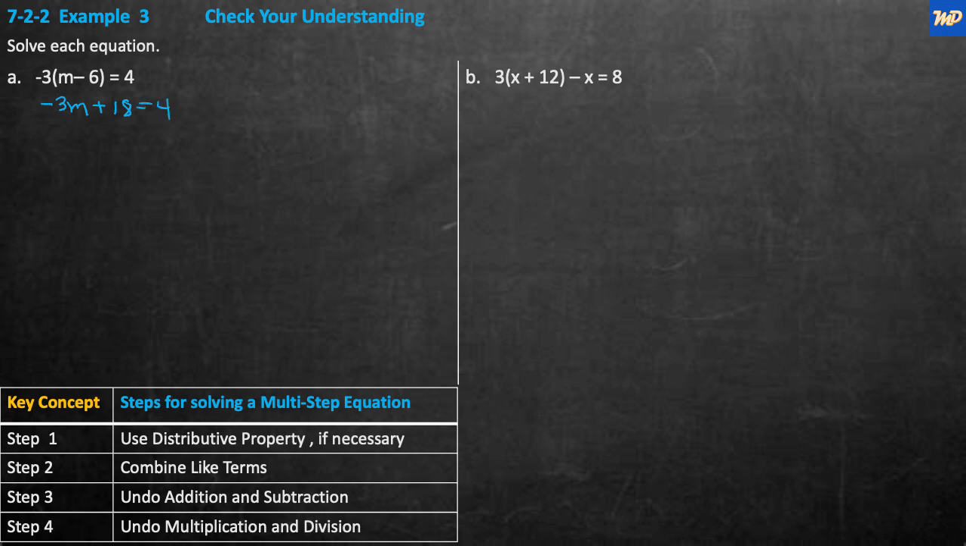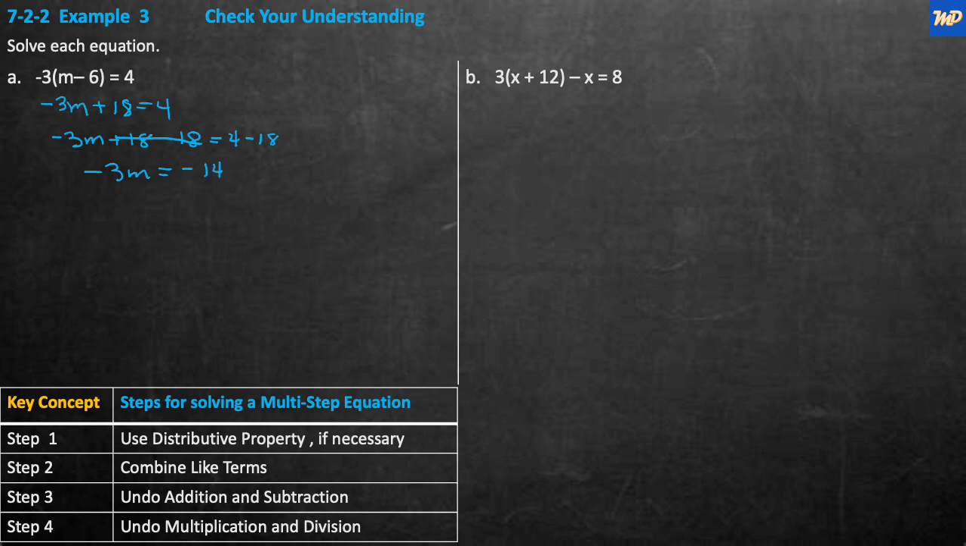So now, in order to solve this, we're going to combine like terms, move terms around, undo math, as we've been doing all along. So we're going to have minus 3m plus 18 minus 18, because we need to move it to the other side, is equal to 4 minus 18. Okay, so now when we do that, the 18s are going to cancel, and we're going to have minus 3m equals 4 minus 18 is minus 14.